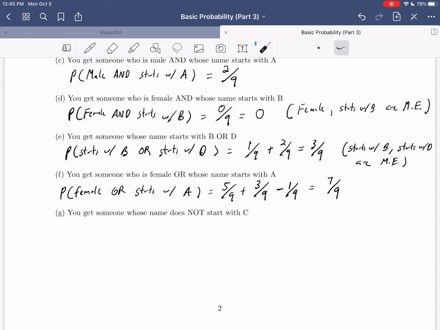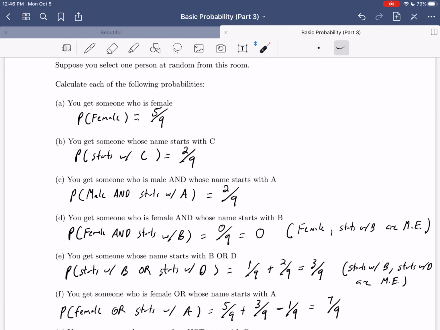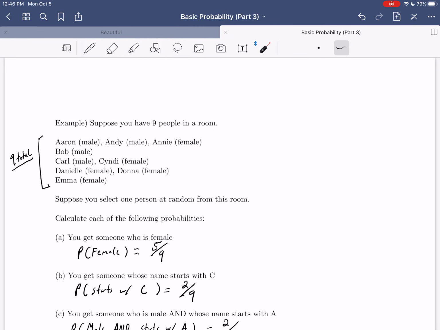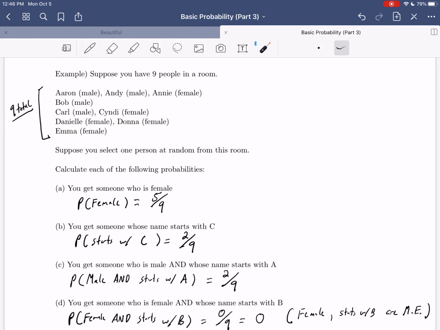Now, just for fun, obviously this is correct, we're good here, but let's go through and count carefully without double counting. We should get 7 out of 9. Remember, we're looking for female or starts with A. So for female, we'd say Annie, Cindy, Danielle, Donna, Emma, and then starts with A, Aaron, Andy. Notice we wouldn't underline Andy because she's already underlined. So that's 1, 2, 3, 4, 5, 6, 7. So 7 out of 9.